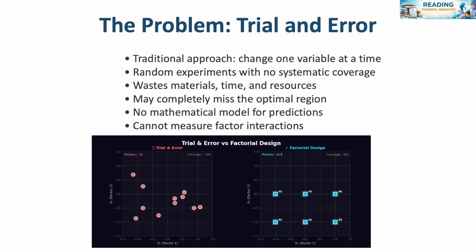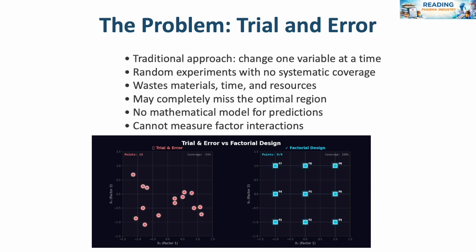The problem we're having is that if you follow this kind of approach, trial and error, this is what we call a traditional approach. So this is what you often do. You change one variable at a time. In many cases, this follows random experiments, and there is no way you can cover the same area that you can using factorial design. So that could lead to waste of materials, time, and resources.